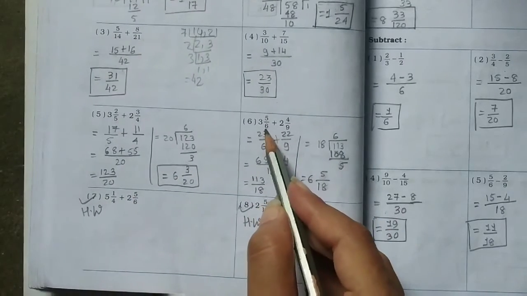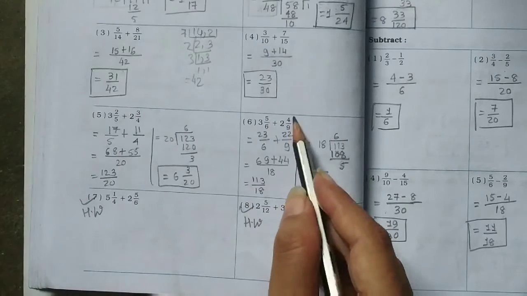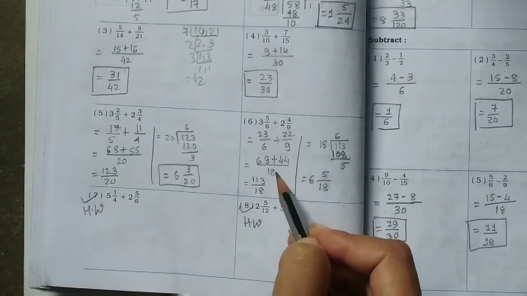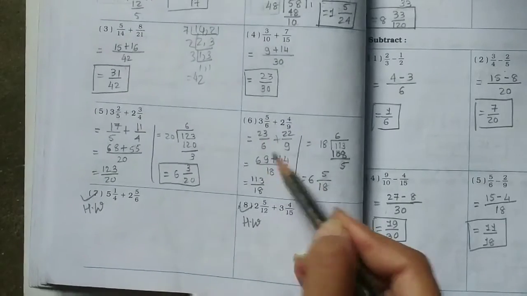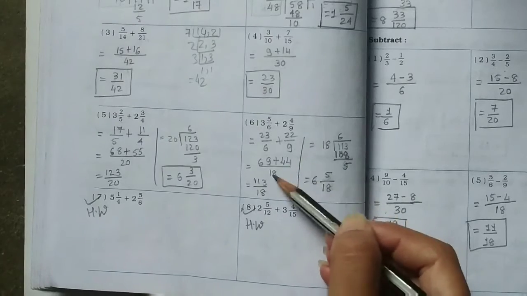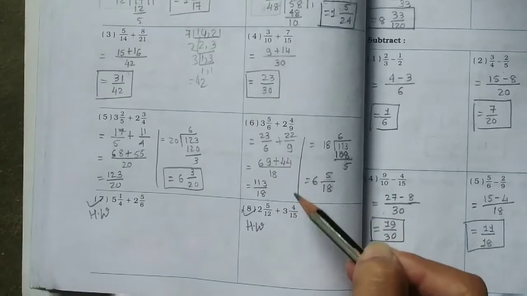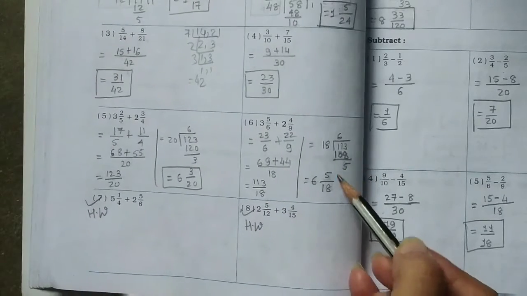Same type here: in simple form, 6 3s are 18 plus 5 is 23 by 6, and 9 2s are 18 plus 4 is 22 divided by 9. So now here 6 and 9, the LCM is 18. Now in table 6, where does 18 come? 3s are; 23 into 3, that means 69. And in table 9, where does 18 come? 2s are, so 22 into 2 is 44. So first this one, addition, that means 113. And then division, that means here 6. The answer is 6 and 5 by 18.